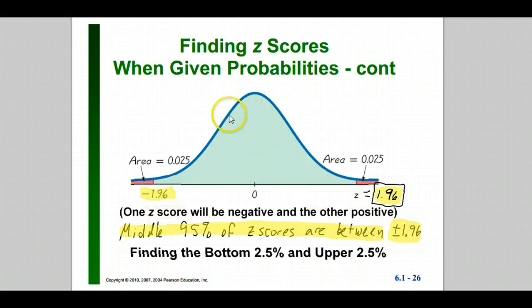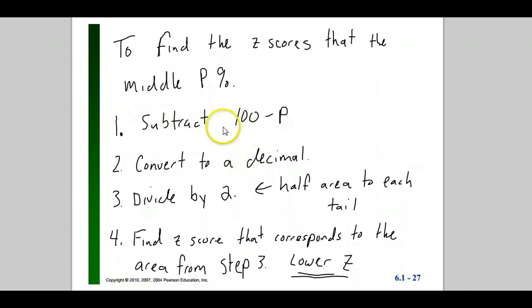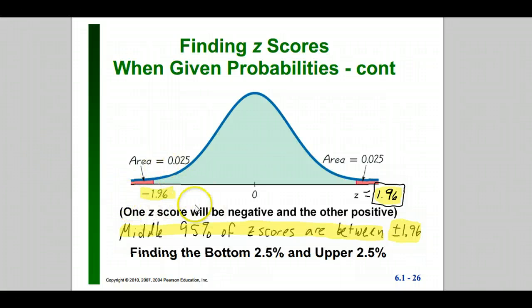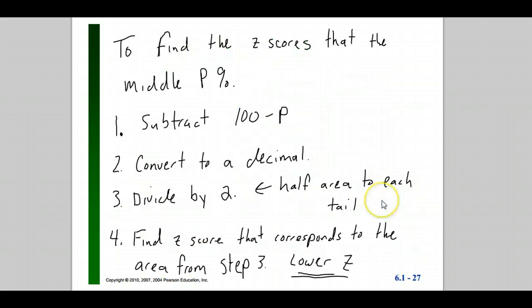Okay, so when we are told to do that, finding the middle such and such percent of z-scores, these are the steps that we take. Subtract p from 100, whatever that percentage is, and convert that to a decimal. So 95 subtracted from 100 is 5, converted to a decimal is 0.05. Divide that by 2, 0.025, because we're doing half the area to each tail, and then find the z-score that corresponds to the area from step 3 for the lower z-score. That's exactly what we did right here. We divided that 0.05 in 2, we found the 0.025 in the table, and then we just took the opposite for the upper number.